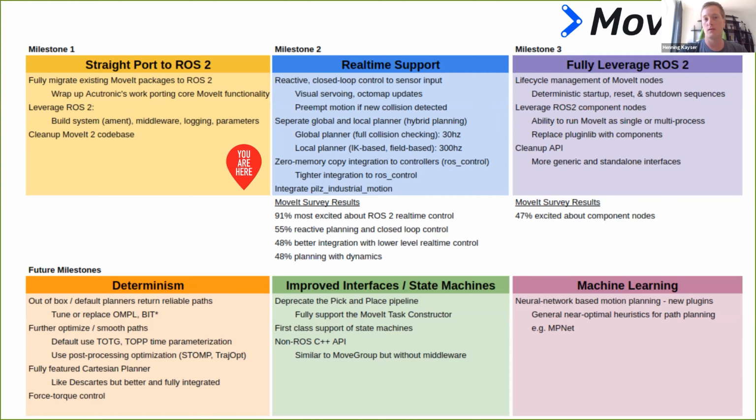Milestone 2 is real-time support, which means that we want to use ROS2's real-time safety features for enabling better support for closed-loop control, reactive adaptive planning using hybrid planners, and also real-time control using a better integration with ROS control. The bullet point at the bottom, integrate Pilz industrial motion, is also already being done for MoveIt 1, so it doesn't really belong on this roadmap anymore.